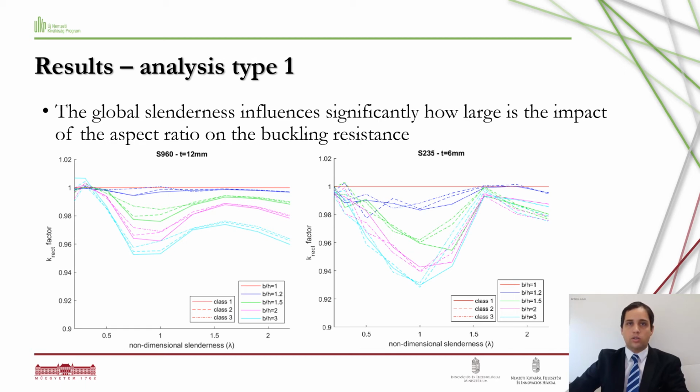If we analyze the curves, we can see that in the lowest slenderness range, when fully plastic failure occurs, the effect of the aspect ratio on the resistance is almost zero. Also, in the high slenderness range, when fully elastic failure occurs, the effect of the aspect ratio on the resistance is lower. However, in the middle slenderness range, which means non-dimensional slenderness is close to 1, the effect of the aspect ratio could be quite big.